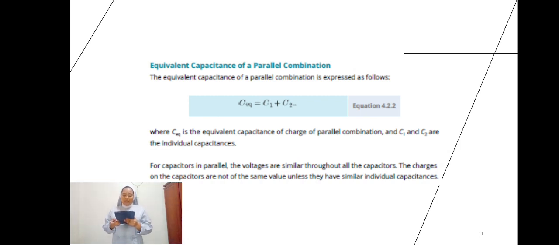So for capacitors in parallel, the voltages are similar throughout all capacitors. The charges on the capacitors are not of the same value unless they have similar individual capacitances.